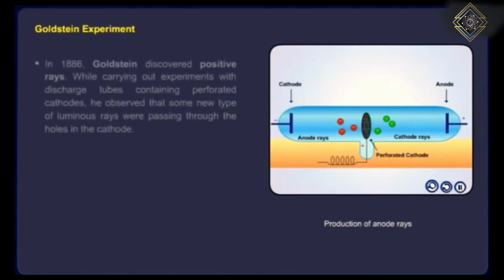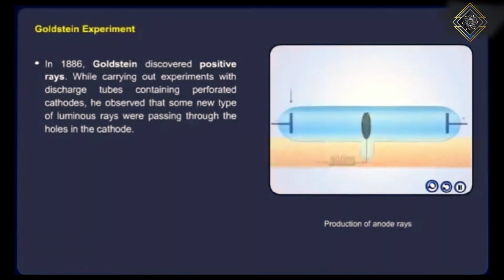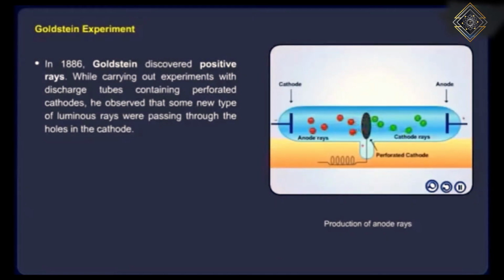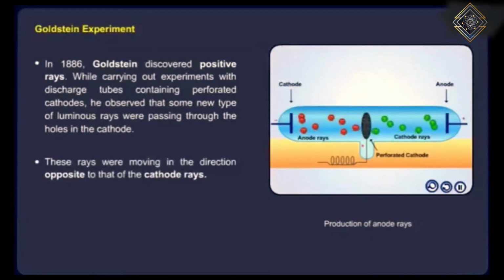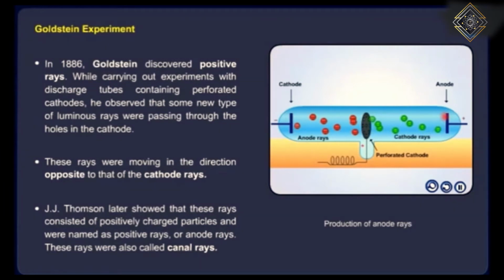Goldstein experiment. In 1886, Goldstein discovered positive rays. While carrying out experiments with discharge tubes containing perforated cathodes, he observed that some new type of luminous rays were passing through the holes in the cathode. These rays were moving in the direction opposite to that of the cathode rays. J.J. Thomson later showed that these rays consisted of positively charged particles and were named as positive rays or anode rays. These rays were also called canal rays.